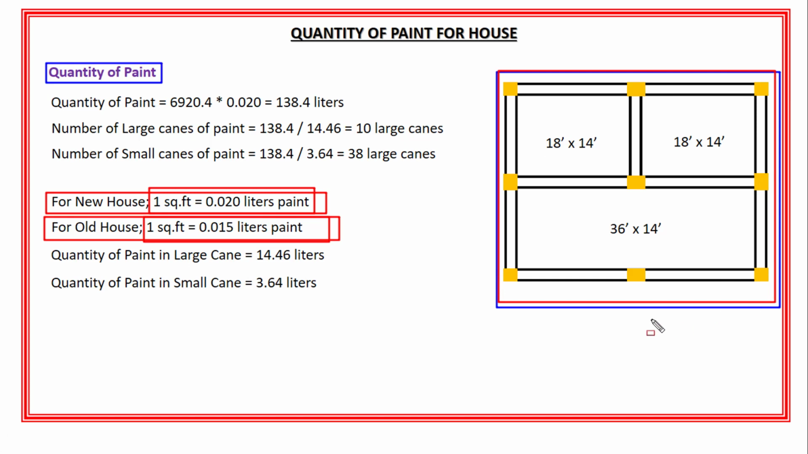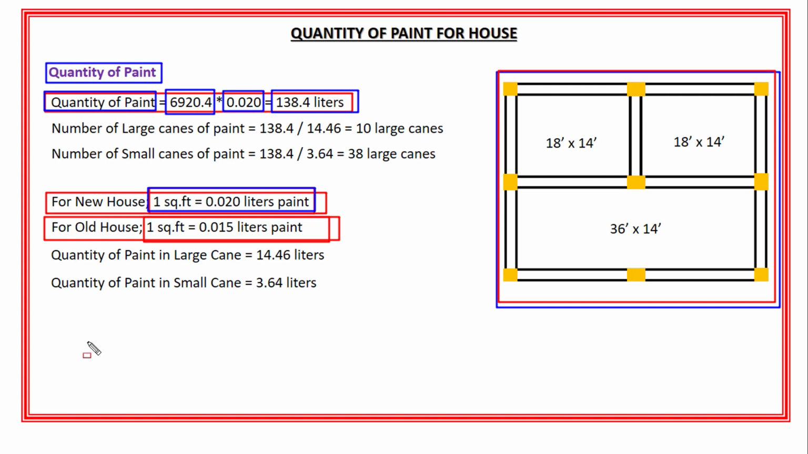first time. So the quantity of paint or whitewash is equal to total surface area of the house, which is 6920.4 square feet, multiplied by 0.020 liters, which is the quantity of paint in 1 square feet. Okay? And after calculations, the total quantity of paint for this house will become 138.4 liters. Okay?